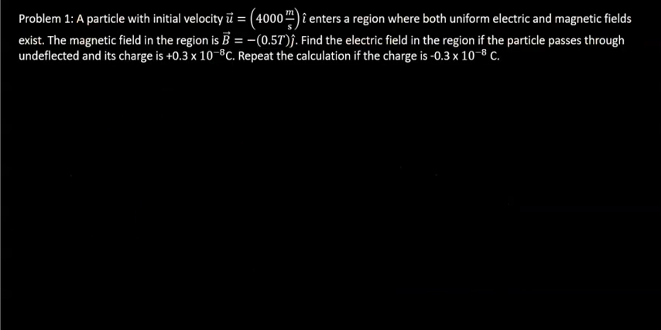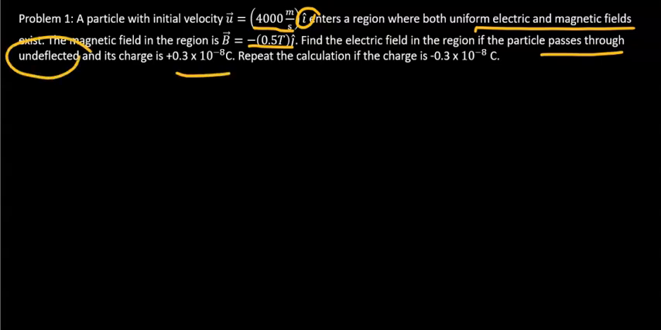Problem 1. A particle with an initial velocity of 4,000 meters per second in the direction of i hat enters a region where both uniform electric and magnetic fields exist. The magnetic field in the region is given by this expression. The magnitude is 0.5 Tesla in the direction of minus j hat. Find the electric field in the region if the particle passes through undeflected and its charge is given by that much coulomb. Now repeat the calculation if the charge is a negative charge with the same amount of coulomb.